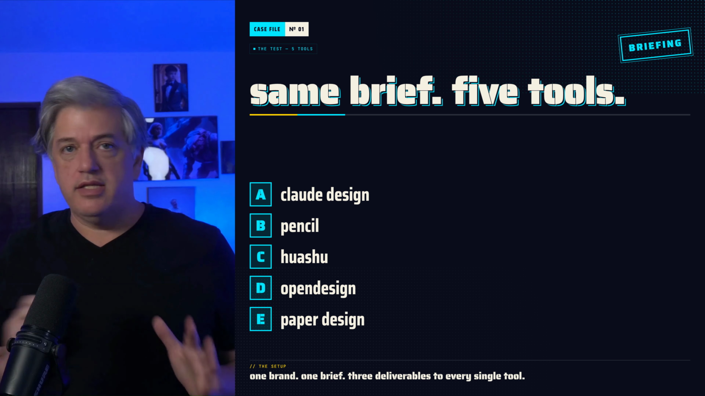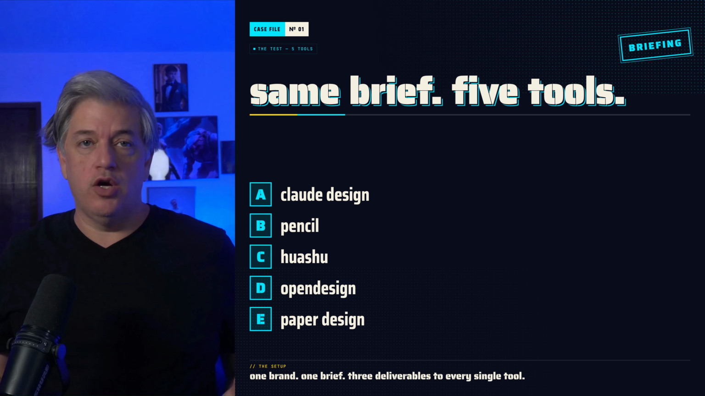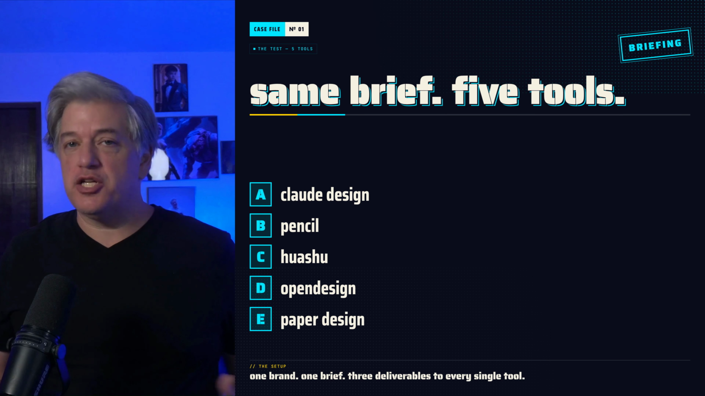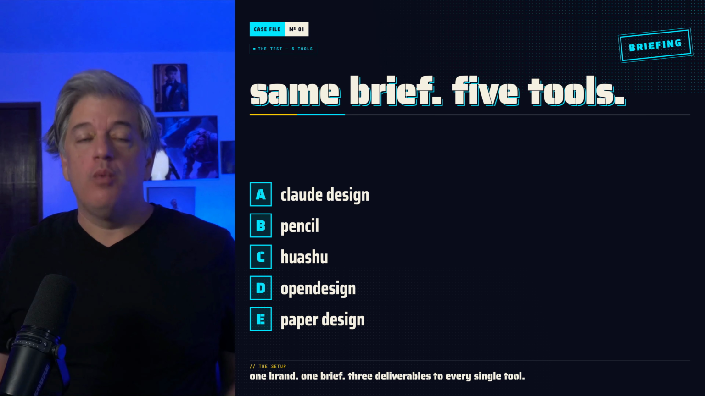Here's how I ran the test. Same brand to every tool. I called it Quiet Draft, a fictional AI co-writer for novelists. Anti-hype literary brand voice. I picked a novelist tool on purpose because anything else would let the AI default to dashboard user interfaces, and I wanted to see what these tools actually do when they're forced into restraint.